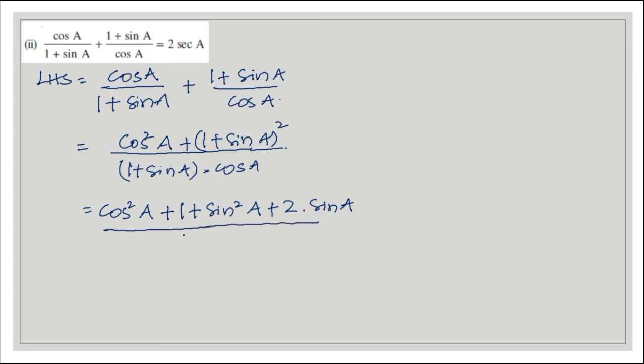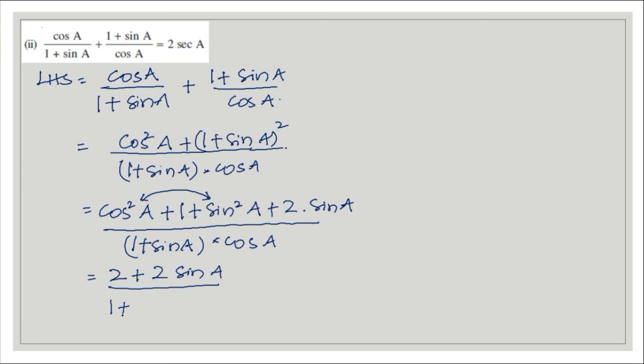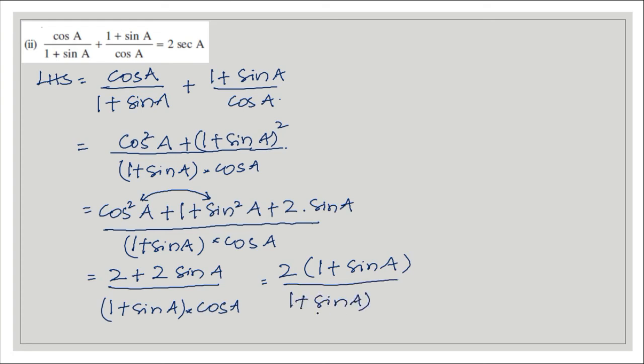divided by 1 plus sine A multiplied to cos A. Here observe, cos square A added to sine square A, it becomes 1. So 1 added to 1 will be 2 plus 2 times of sine A divided by 1 plus sine A into cos A. So 2 taken common, 1 plus sine A divided by 1 plus sine A into cos A.